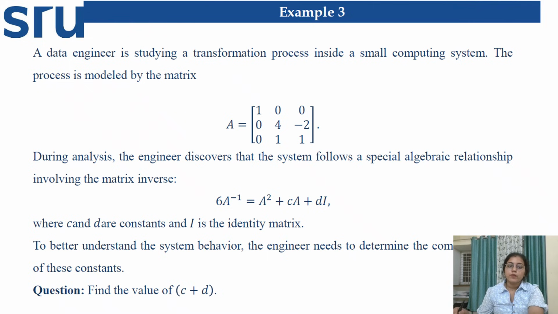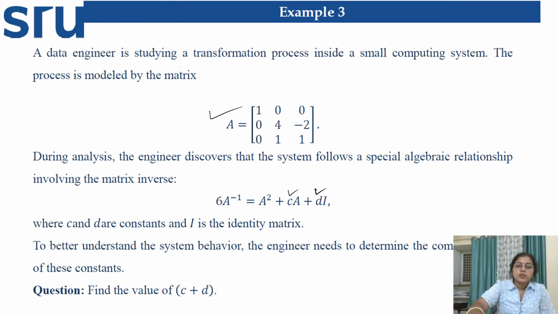Now, this is one more question for the Cayley-Hamilton theorem. Here, you have to find the value of C plus D. Already in the question, the matrix is given. During the analysis, the engineer discovered that the system follows a special algebraic relation involving the matrix inverse: 6A inverse equal to A square plus CA plus DI, where C and D are constants and I is the identity matrix. To better understand the system behavior, the engineer needs to determine the values of these constants. So the question is, find the value of C and D. These two constants you have to find in this question.